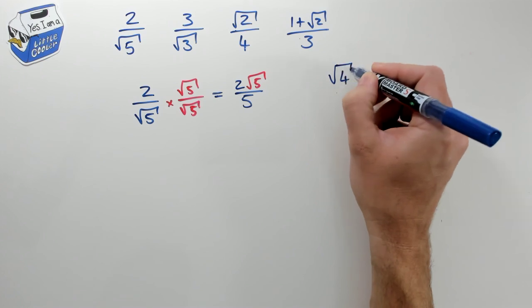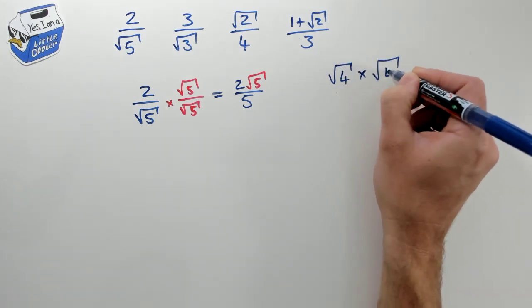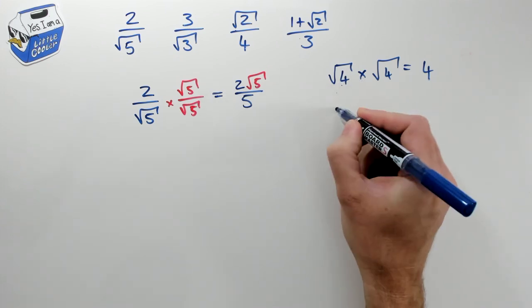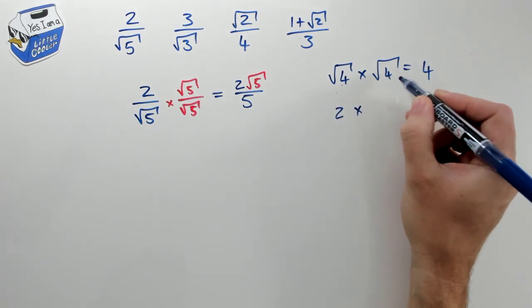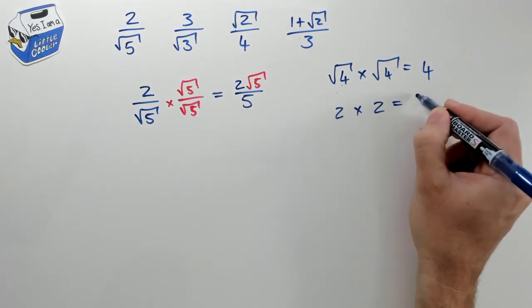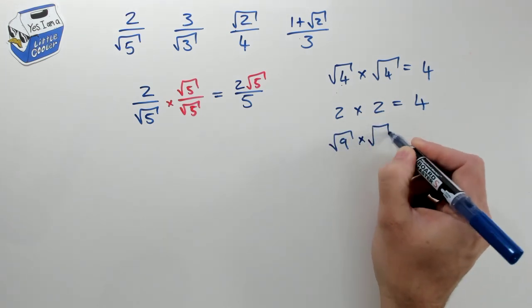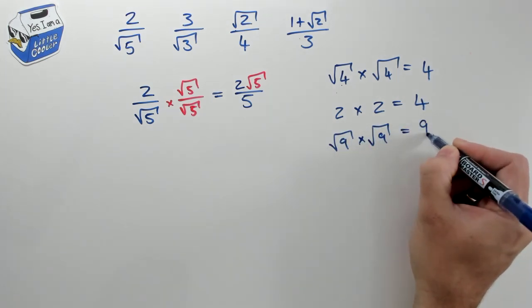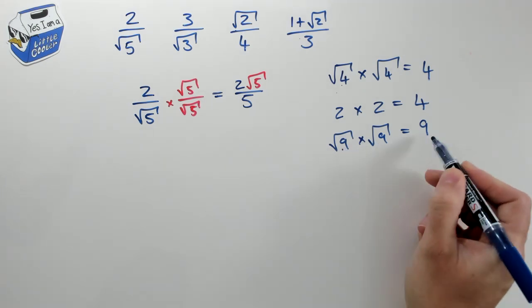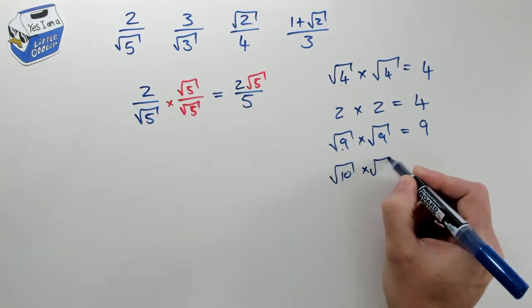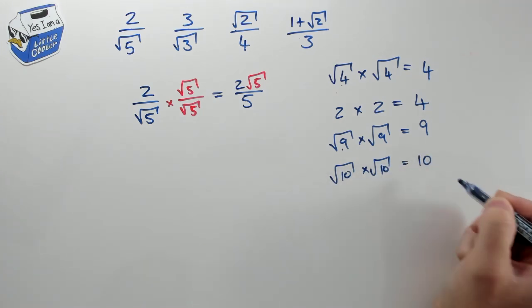Just a quick note, if you didn't get this part, let's do a little test. The square root of 4 times the square root of 4 is going to be 4. To test this, what's the square root of 4? Well, that's 2. And what's the square root of 4? That's 2 as well. And 2 times 2 is 4. You can do the same with 9. It works with the square numbers, and it's easier to work out because 3 times 3 is 9. So the square root of 10 times the square root of 10 will just be 10.